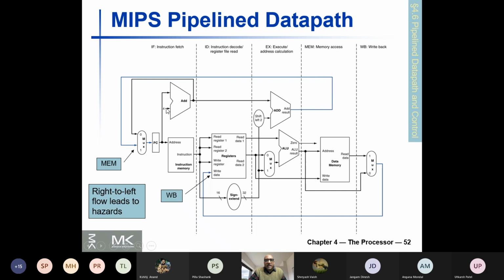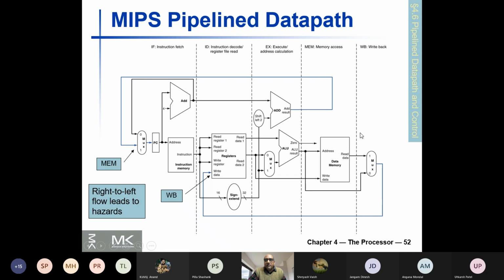It is in the forward direction, from left to right. Most of the paths here are from left to right. But if you look at this data path, there are some paths indicated by blue color, and their direction is the opposite. They are from right to left.